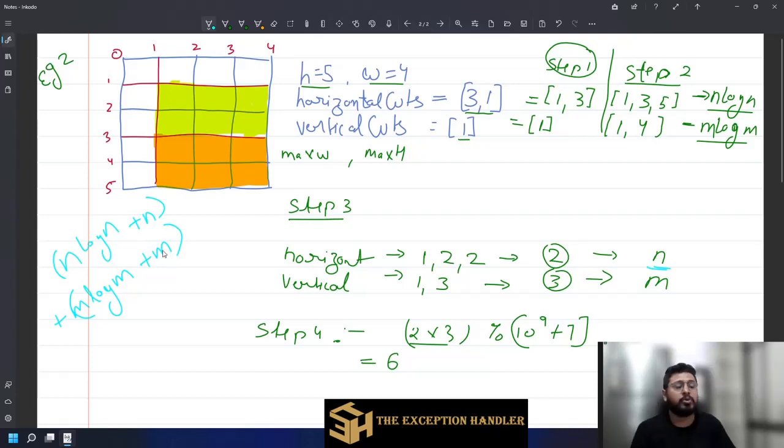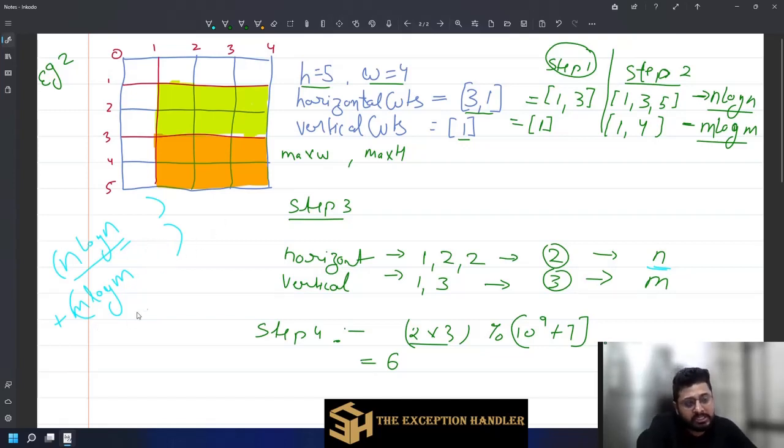Now, in time complexity we remove the lower order terms. So from n log n and n, this is the higher order term and this is the lower order term, so we definitely would remove plus n from here, and similarly from the vertical array as well.